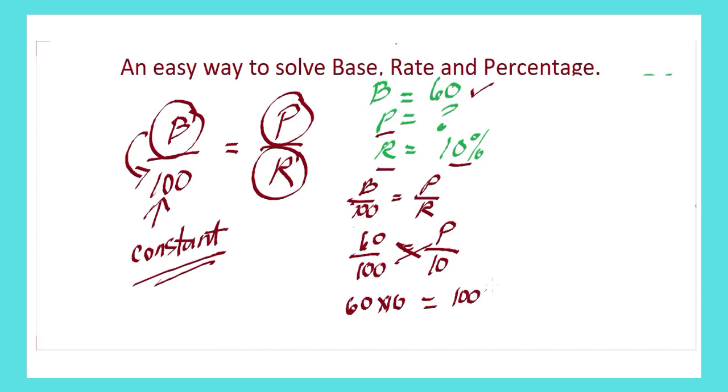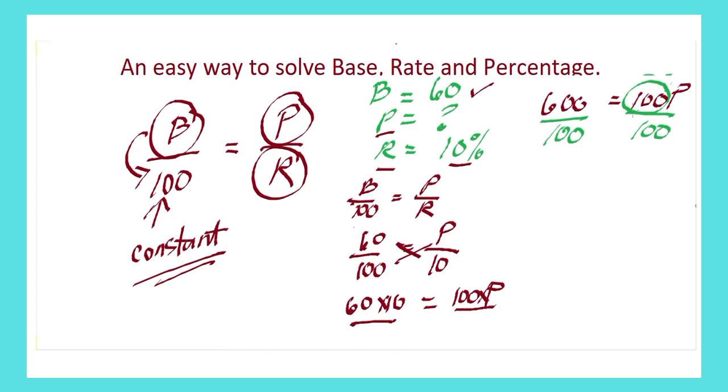60 times 10, and we got 100 times P. So 60 times 10, that will become 600, and 100 times P will become 100P. We are going to divide both sides by the number beside the letter, which is 100. Divide both sides by 100, so cancel, cancel, and we are going to have P only. So 600 divided by 100 will give you 6. So the percentage that we are looking for here is 6. You're getting it? You're following?